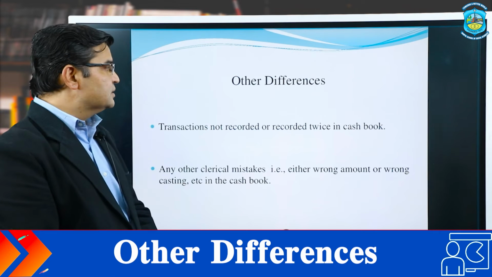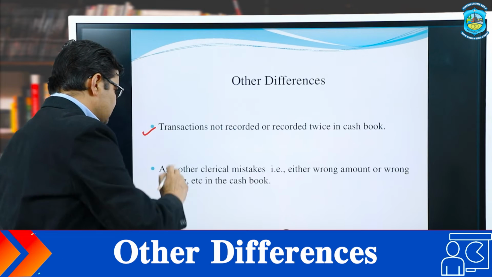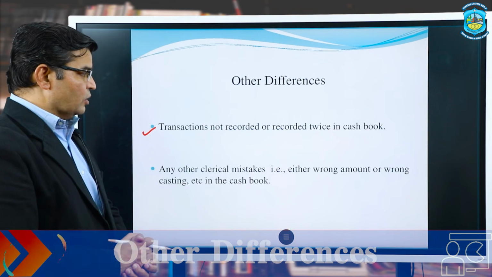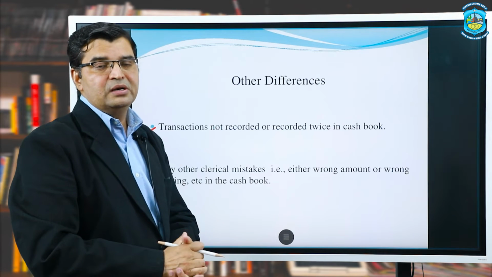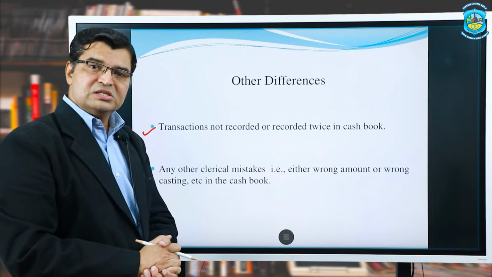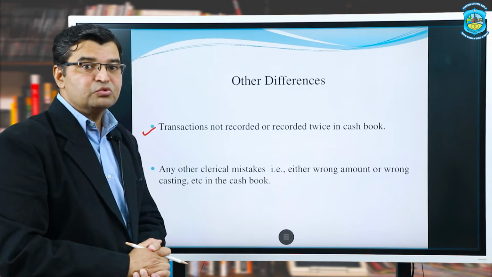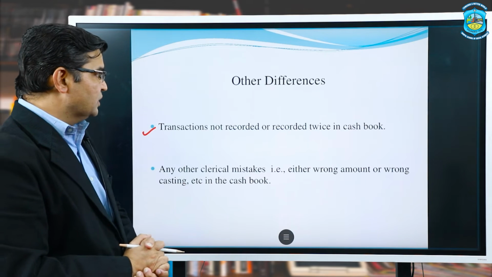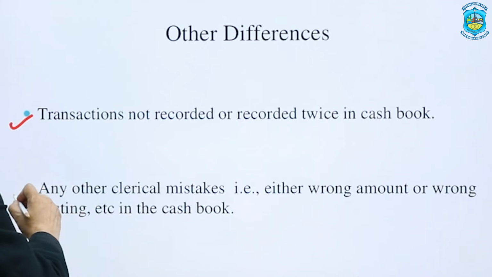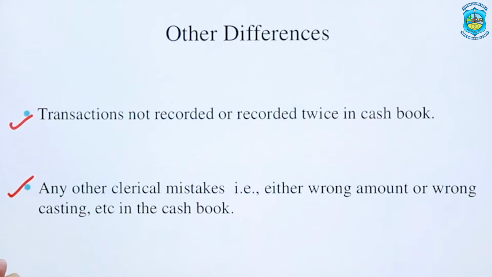In other differences, the first difference is transactions not recorded or recorded twice in the cash book. Sometimes some transactions may not be recorded, or sometimes these transactions may be recorded 2 times, 3 times in the cash book. So this will also be one of the other differences between both the books' balances. And then any other clerical mistakes, that is either wrong amount or wrong casting etc. in the cash book. So these two other differences are also there.